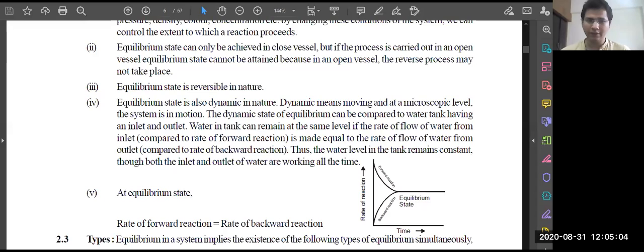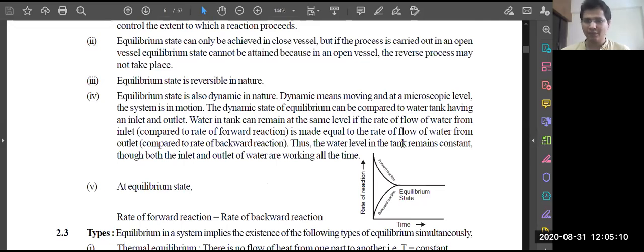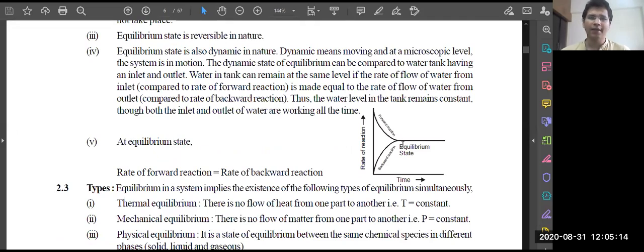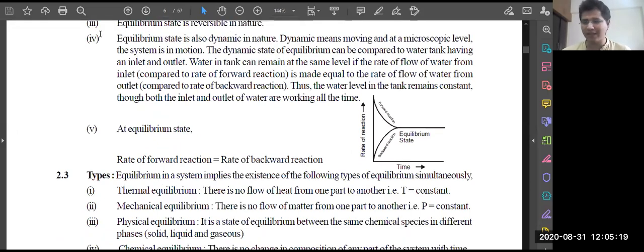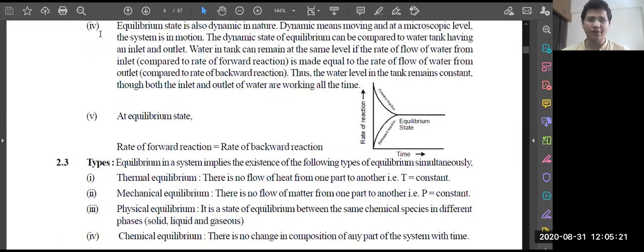Very good. This step is your second case that I have explained. Now obviously we have different types of equilibrium: thermal equilibrium, mechanical equilibrium, physical equilibrium that we have studied in physics. In chemistry also you have studied thermal equilibrium. But in this chapter we will be talking about chemical equilibrium. As simple as that.